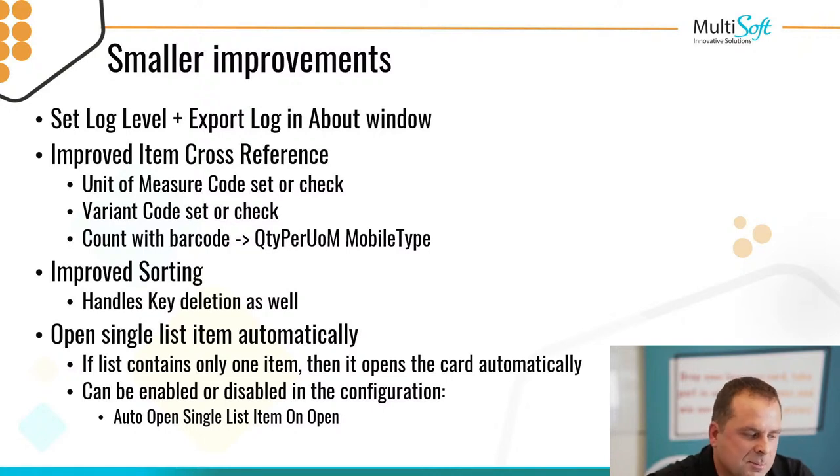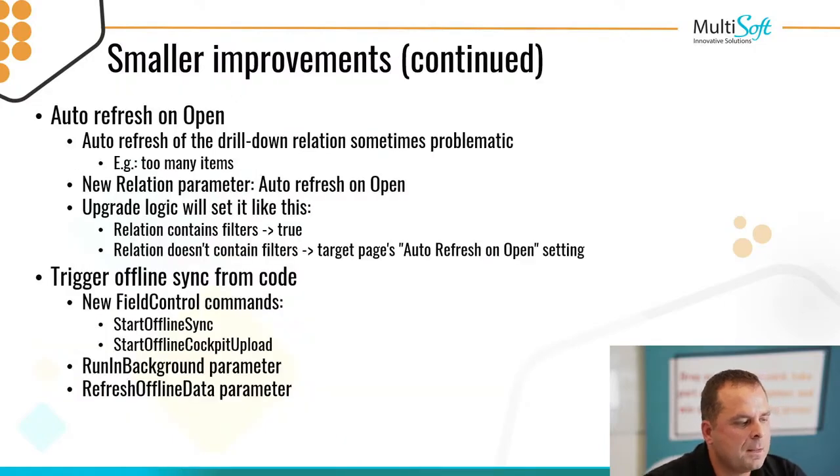We have made it possible to configure an open single list item automatically. This feature basically allows you to automatically open up the card view if you filter down the list to just one single item. We have also added the option to configure the auto refresh on open based on the relation.